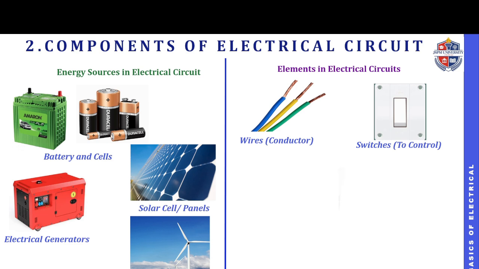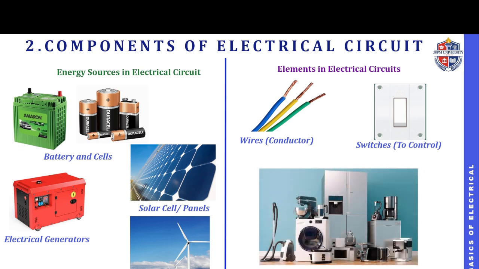Then the third one is electrical appliances, the load. So there are some loads, and only then is power given to the load, right? In this picture you can see all the electrical appliances are the electrical loads in the electrical circuits. Among all these appliances, some show the characteristics of resistance, some show the characteristics of capacitance, and some show the characteristics of inductance.